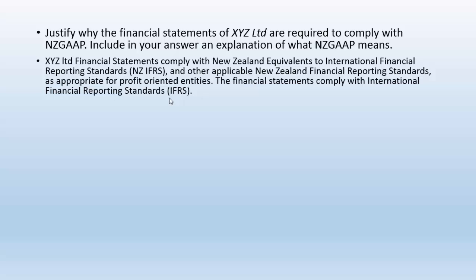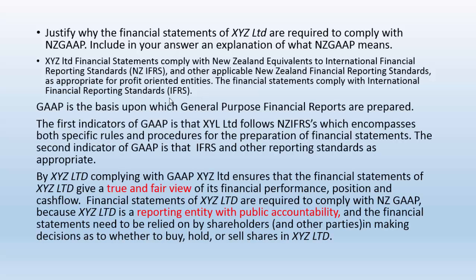It says XYZ Limited financial statements comply with New Zealand equivalents to International Financial Reporting Standards, NZIFRS, and other applicable financial reporting standards as appropriate for profit-oriented entities. The financial statements comply with the International Reporting Standards, IFRS. This is in fact what the framework is based on, the International Financial Reporting Standards framework. So those are the sorts of things that you could get in an exam question. So how do we tackle answering it?